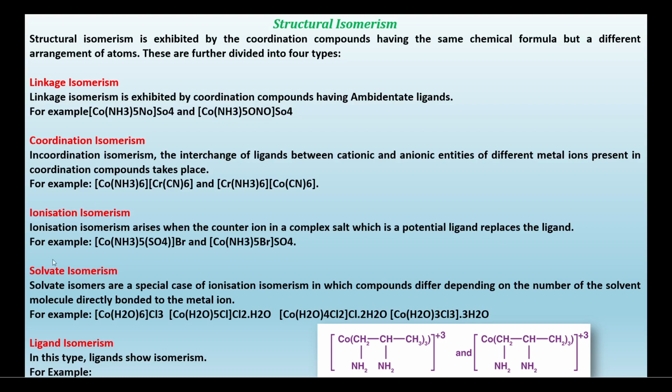Next, solvate isomerism. What do you mean by solvate isomers? Solvate isomers are similar to ionization isomers, in which compounds differ depending on the number of solvent molecules. Here the solvent is water, here also water, here also water. It depends upon the number of solvent molecules directly bound to the central metal ion. This is how solvate isomerism can be explained. And ligand isomerism differs in the different ligands that are bound. The amine is bound with the respective molecule.